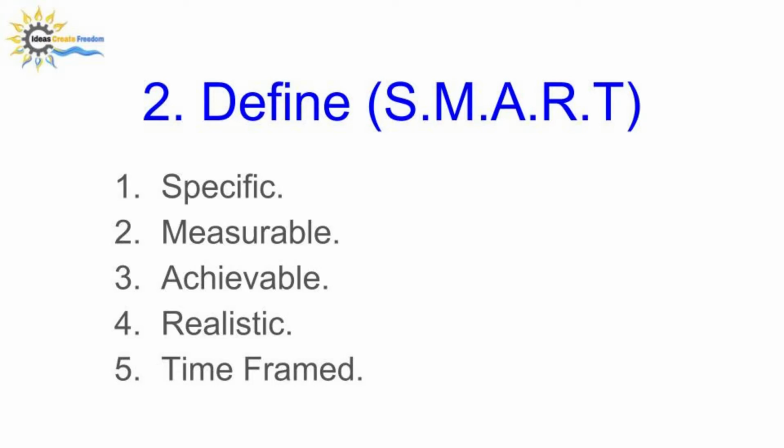2. Measurable. This plays a big part in the last part of this process, when you track and measure your progress. Your goal should be measurable during the process as well as in the end.